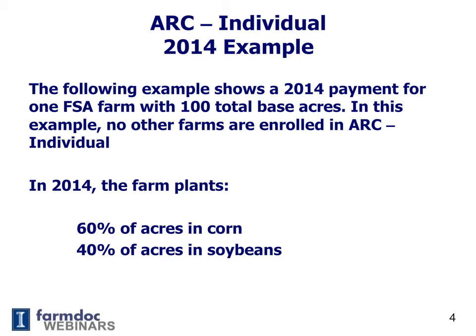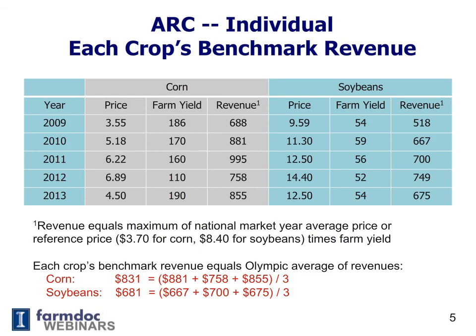This is a 2014 example, and it's going to be for one FSA farm. We're not looking at multiples. There's 100 total base acres in that, and again, no other farm is enrolled in ARC Individual. This farm plants 60% of its acres in corn and 40% of its acres in soybeans. The farm benchmark revenue will be an Olympic average of the past 5 revenues from each crop.